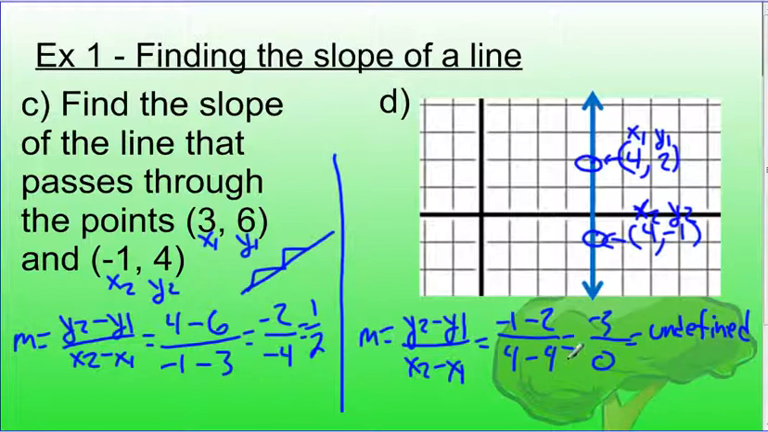I know, I tricked you. It's undefined because it does not have a slope. It does not have a slanty. It's a perfectly straight up and down line. So when you have a perfectly straight up and down line, there is no slope. We call it undefined.